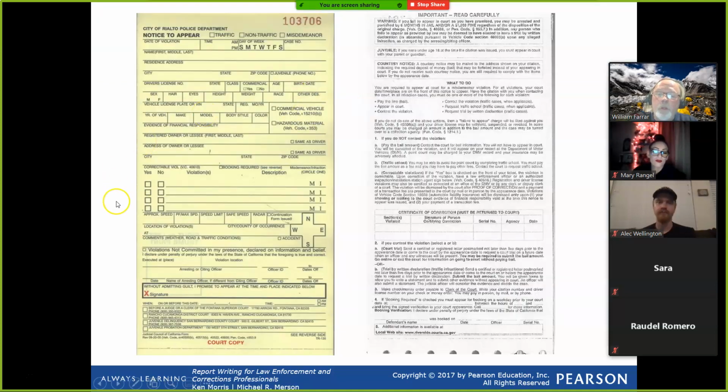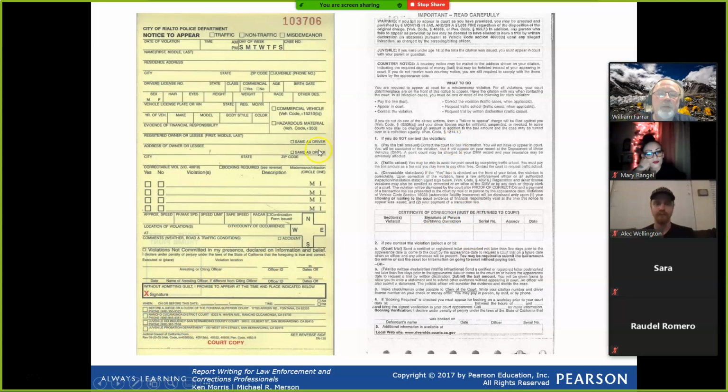Here would be the speed. And if you needed to put a direction of travel, you could. The location of where this violation occurred, the weather conditions. Was there an accident involved? There's a little box right here that you check. And then you would sign here and that would be it.